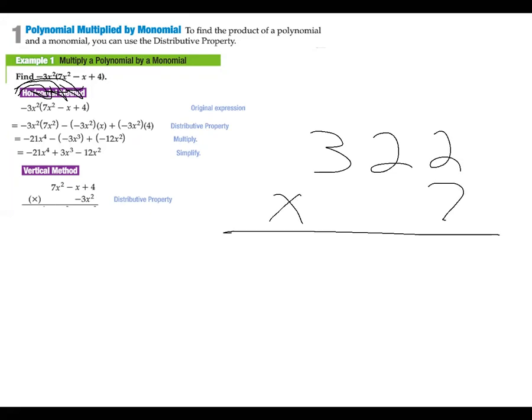The vertical method is similar to if you did a one-digit number times a three-digit number. If you had 322 times 7, remember you did 7 times 2, which is 14, carry the 1. 7 times 2 plus 1 is 15, carry the 1. 3 times 7 is 21, plus 1 is 22, and you got your answer there. Similarly, you're going to do the 3x squared times the 4, 3x squared times the negative x, negative 3x squared times the 7x. Okay, and you get the answer there.